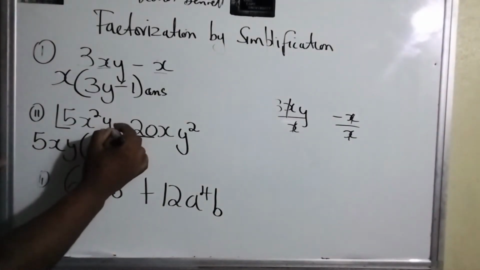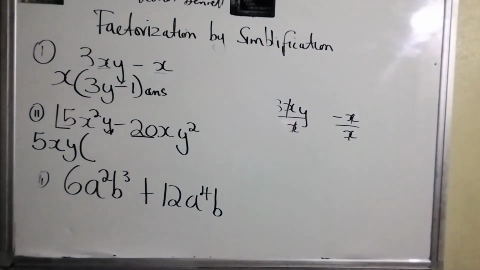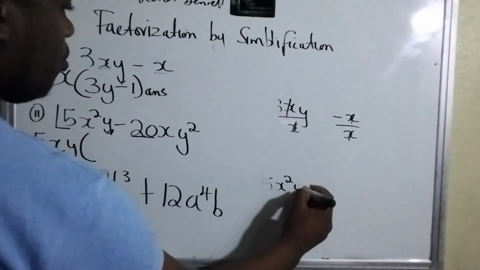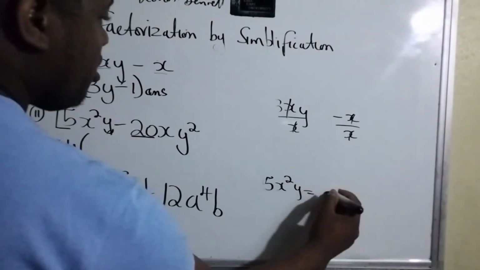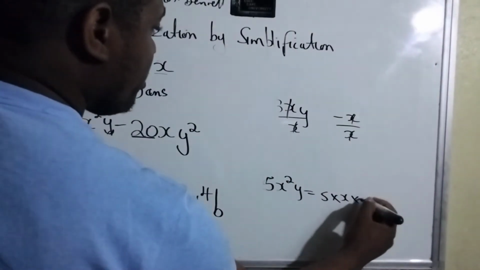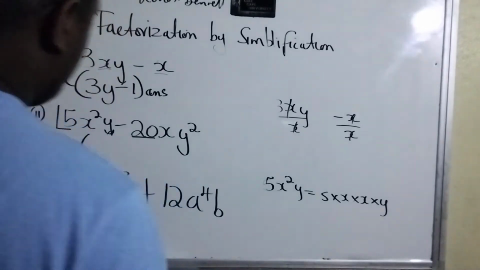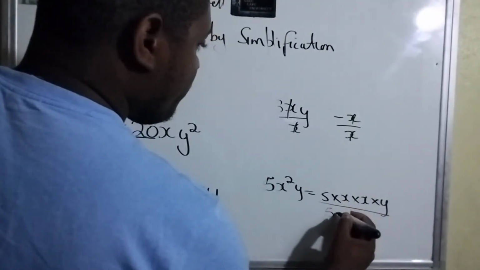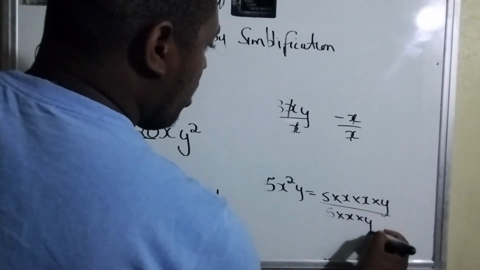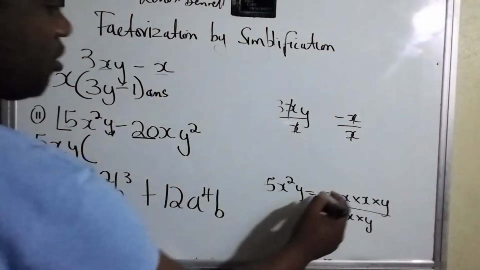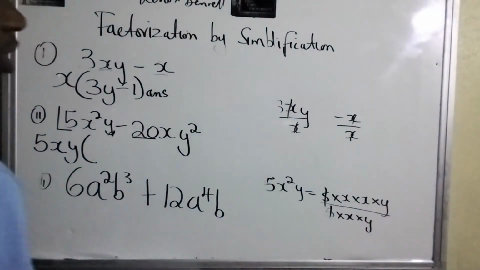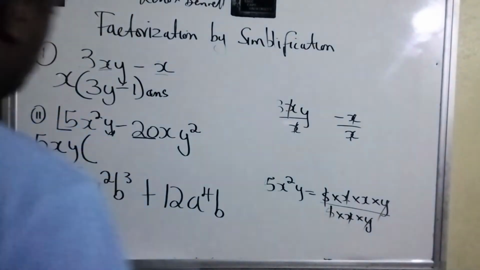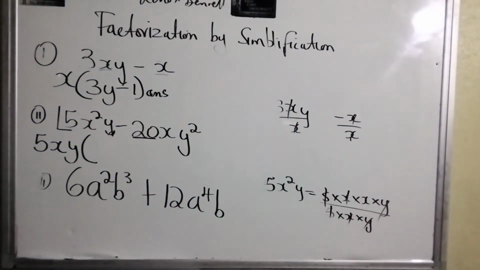And now we divide. So 15x squared y is the same thing as 15 times x times x times y, and we are dividing by 5xy. So let's cancel. 5 into 15 is 3. One of the x's is cancelled and the y. So we are left with 3x.